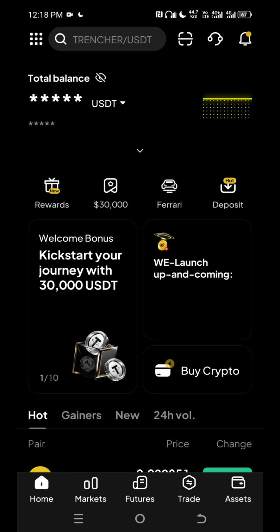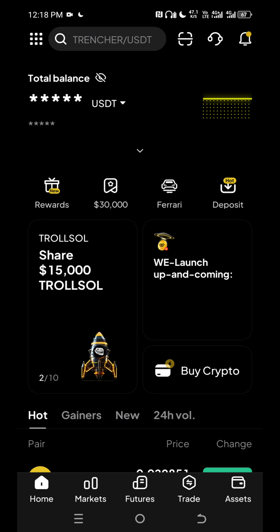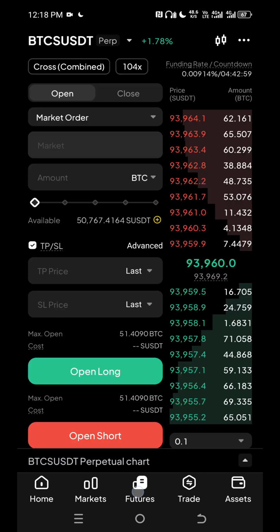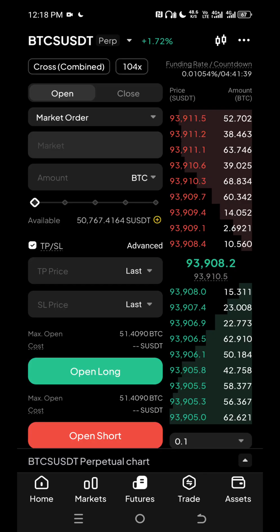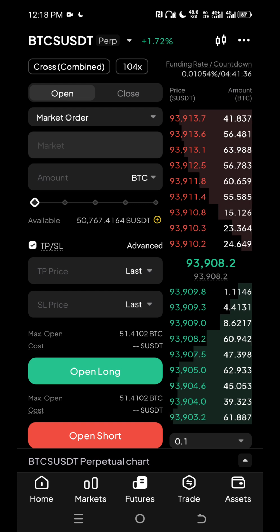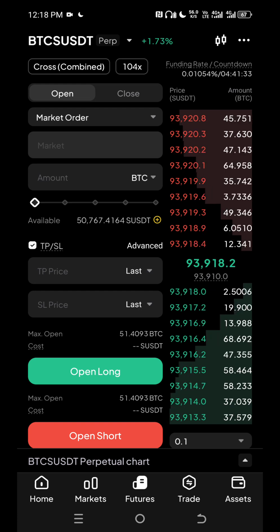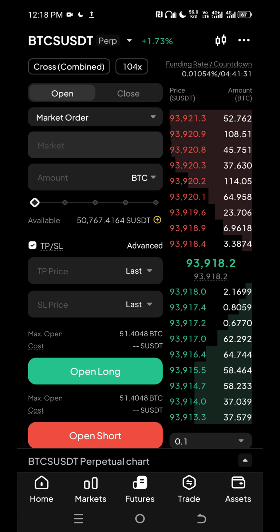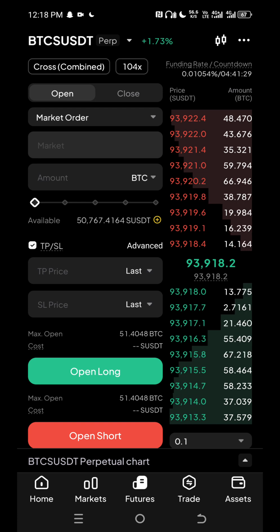So in this WEEX exchange, if you check here, you'll see home, market, futures, trade, assets. So I'm going to use demo account for this. So I will click on futures. If you followed my last video, I made a video on how to use WEEX exchange demo account. So I'm currently on demo account. This is not my real fund.